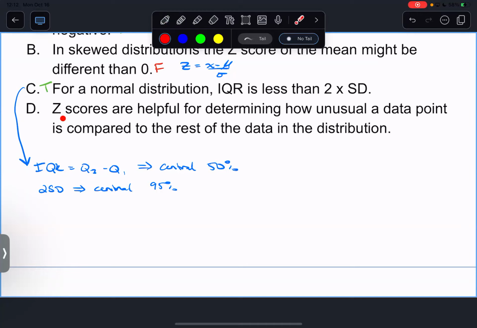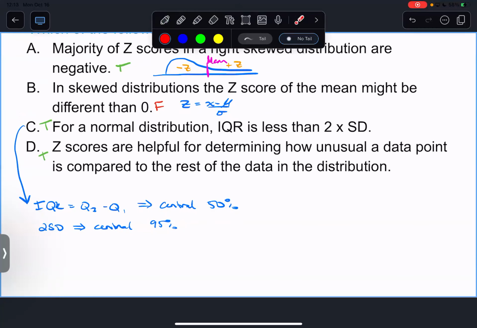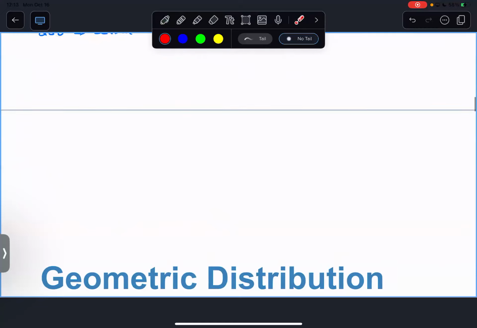Last one, z-scores are helpful for determining how unusual a data point is compared to the rest of the data in the distribution. Well, that's why we use them. So that's true, right? Using plus minus 2 as a cutoff, right? Any z that's more than that in either direction is going to be considered unusual. So we were right to pick B as the false one. Had to do the work.